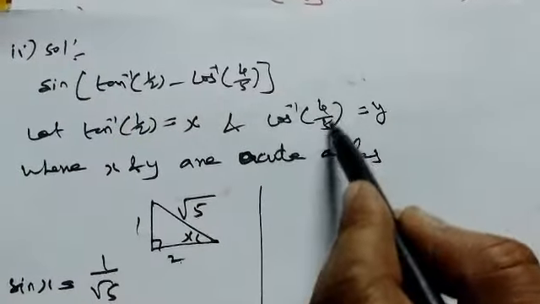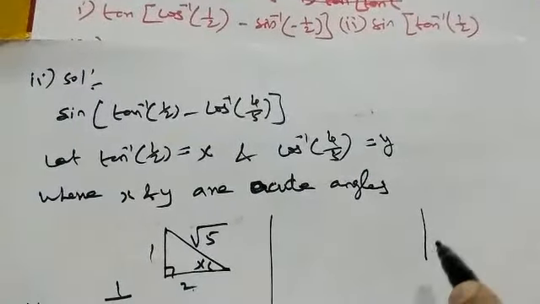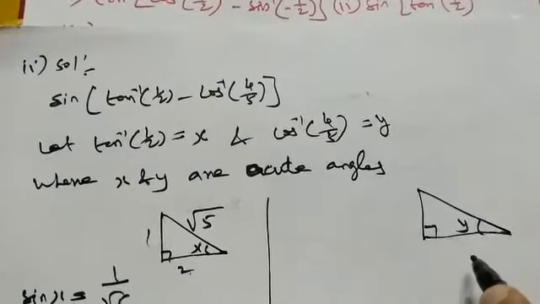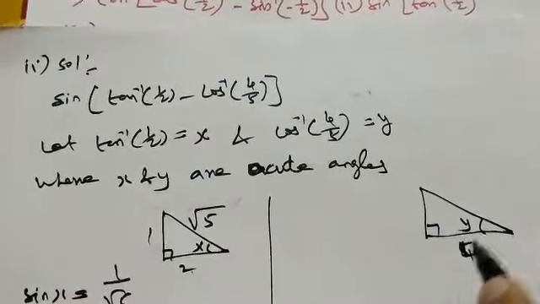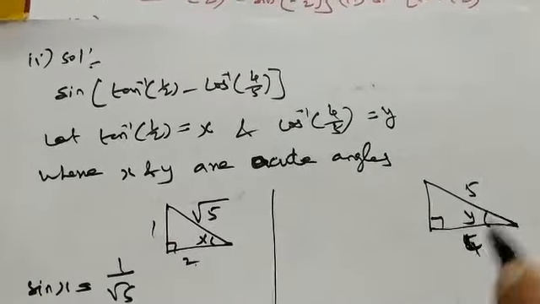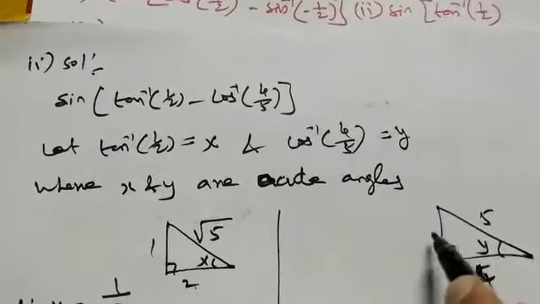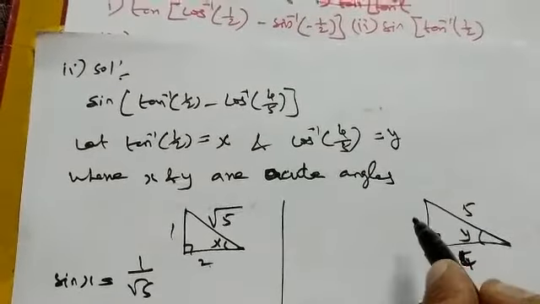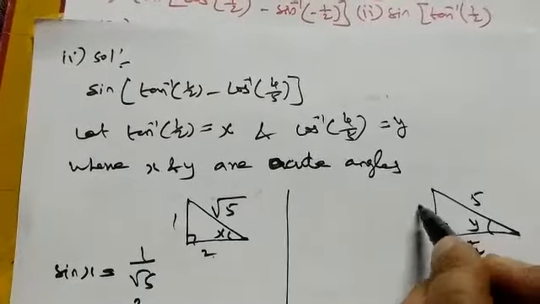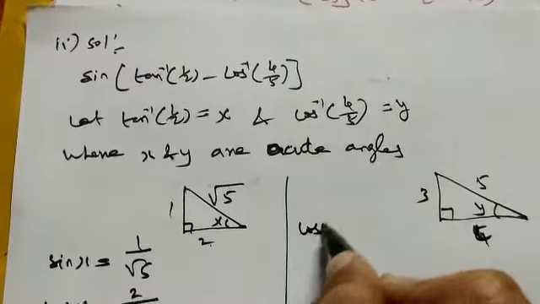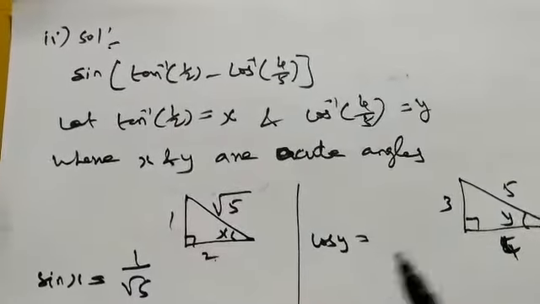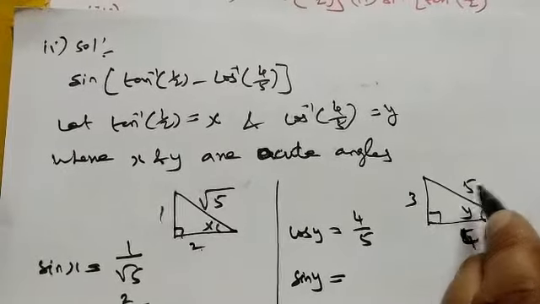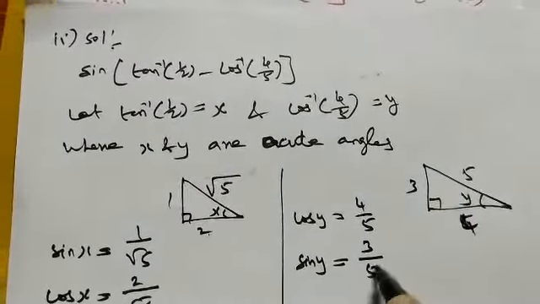Next, cos inverse of 4 by 5, angle y. Cos theta equals adjacent side by hypotenuse, so adjacent side 4, hypotenuse 5. The opposite side is square root of 5 square minus 4 square, by Pythagoras theorem: square root of 25 minus 16, square root of 9, which is 3. So cos y equals 4 by 5 and sin y equals opposite by hypotenuse, 3 by 5.